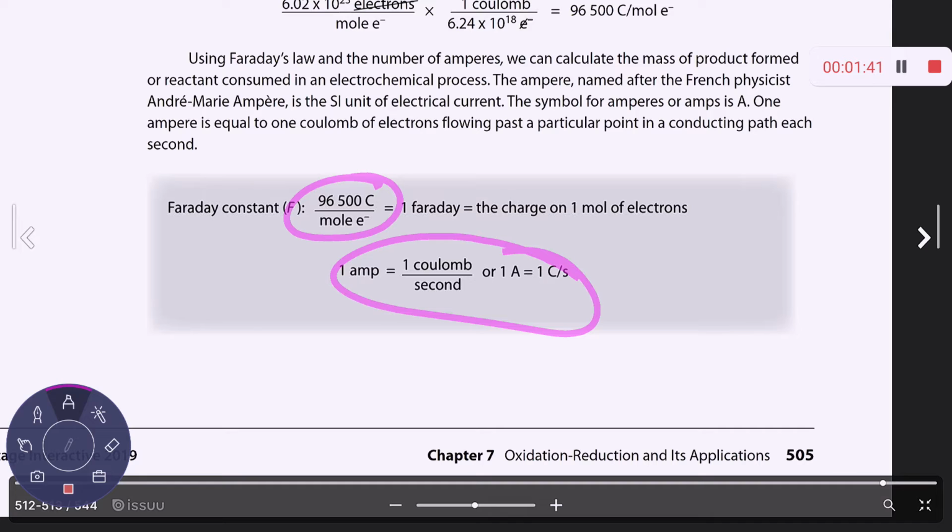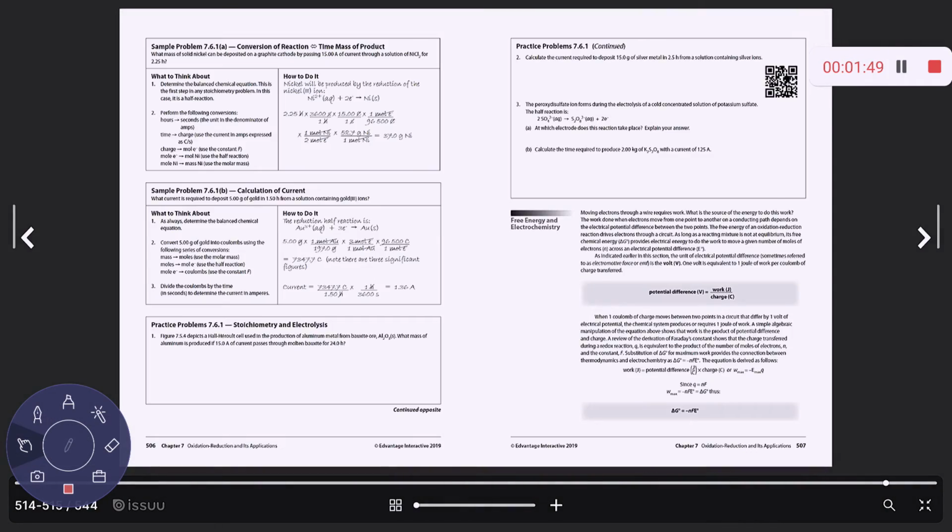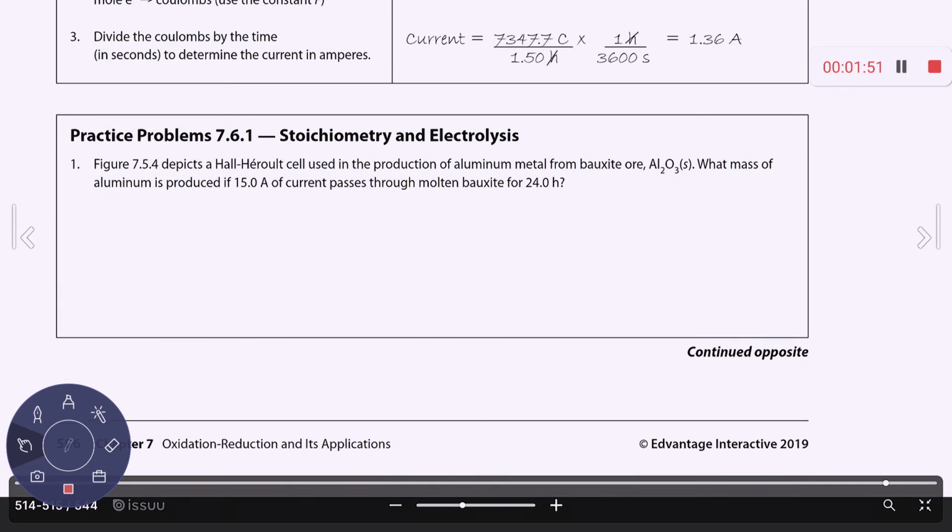Okay, so let's turn to the next page. Let's go straight to a practice problem. We just did definitions, Jules. Okay, sorry. Okay, you're fine. Okay, let's take a look here.